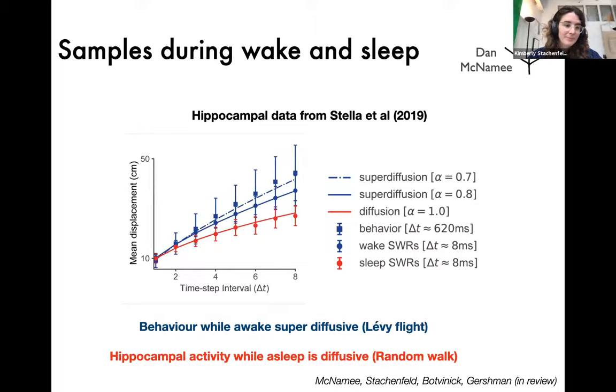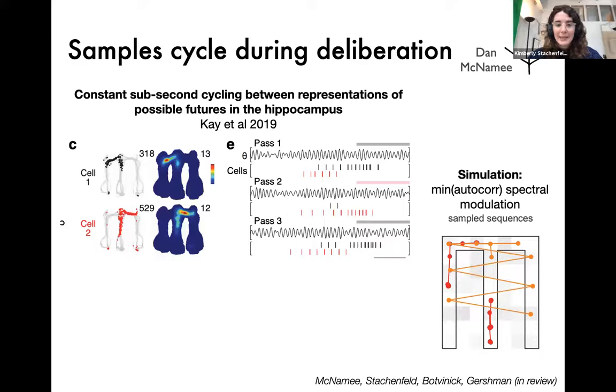Another thing you can generate with spectral modulation are these minimally autocorrelated samples from your distribution. Basically, you can reweight the eigenvectors and recombine them to form a sampling pattern where the consecutive states you sample are unlikely to overlap with each other. And this is consistent with the activity you see in hippocampus as the animal is approaching a decision point. You see this sub-second cycling between representations of possible futures, like left, right, left, right, left, right. And this is consistent with sampling states that don't overlap with each other very much, because your different futures are unlikely to have overlap with each other. So this is also something that could potentially be generated with spectral modulation, and that's kind of neat.